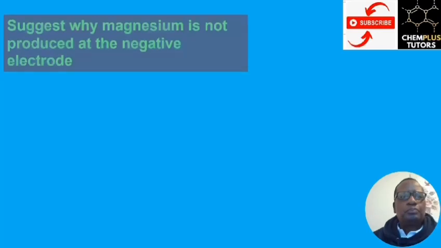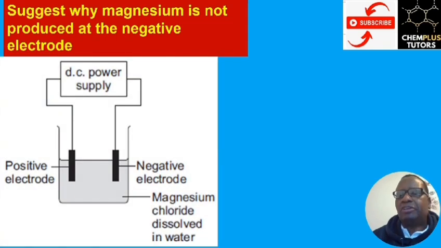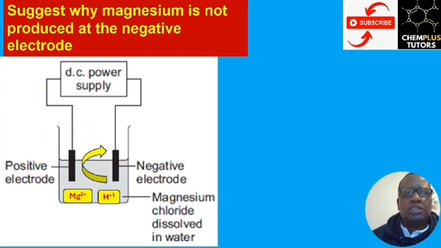Now then, suggest why magnesium is not produced at the negative electrode. When we are carrying out electrolysis of dissolved magnesium chloride, there are two positively charged ions there. When it's dissolved, what are the two positively charged ions in this electrolyte? Yes, we've got magnesium ions and hydrogen ions, and both want to go to the negatively charged electrode.